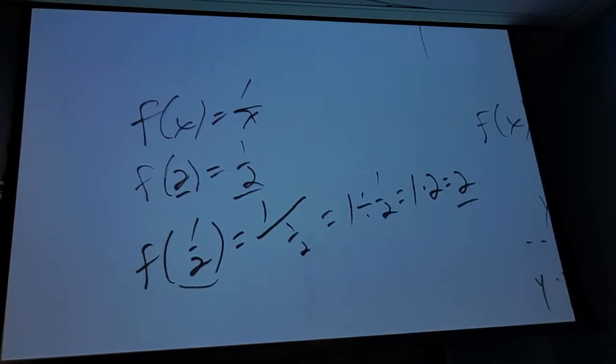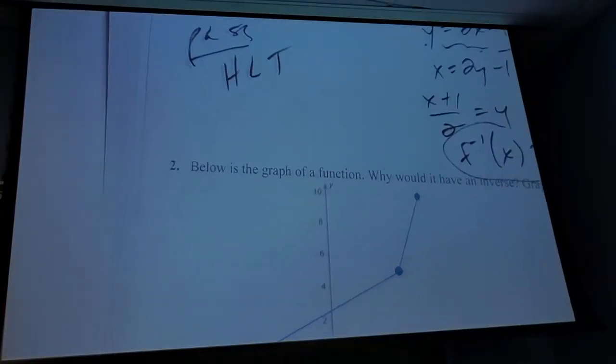Now let me ask you this. What does that mean about the graph of this? Because graphically, how do we find the inverse? Don't we just take all the points and change the x and y? Yes? All right, let me come back to that question. Let's do this one, and then I'll come back to that question.